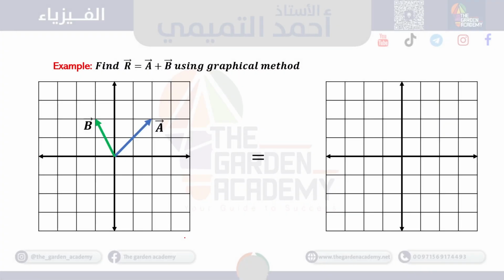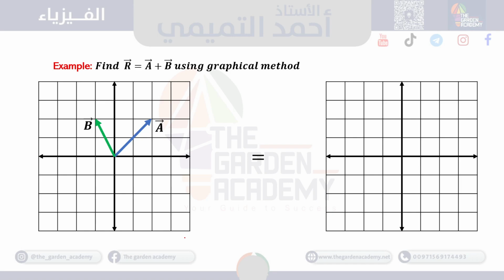Now let's take the first example to see how we can use the graphical method, which is the head-to-tail method, in order to find the resultant vector of 2 different vectors. In this example, we are asked to find R which is equal to A plus B. We now need to find the magnitude of the resultant vector R, which is A plus B, using the graphical method.